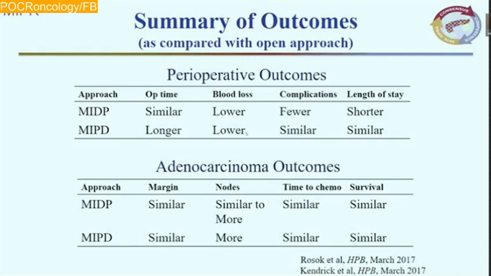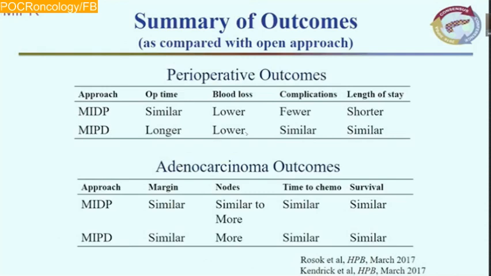In terms of perioperative outcomes compared to open, for the distal operation, operative time is similar, blood loss is lower, complications are fewer, and the hospital stay is shorter. So again, the perioperative outcome for the distal pancreatectomy with splenectomy is much better laparoscopically compared to open. Again, these are highly selected patients in high volume centers with highly skilled surgeons.